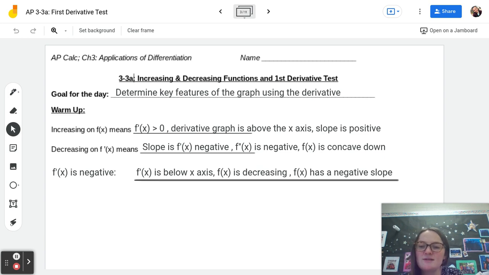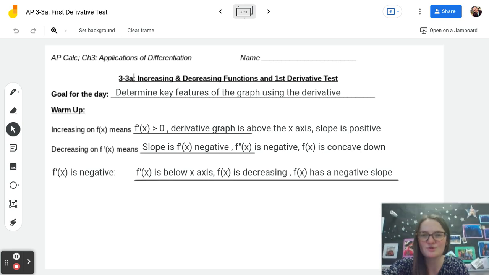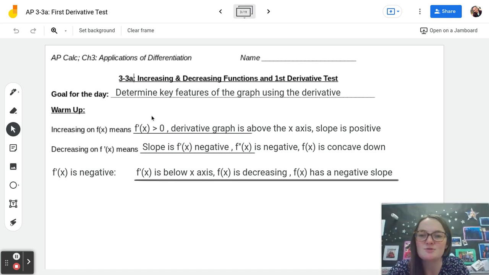Lastly, we added one more thing to our notes, which is what happens if f prime of x is negative? That means that f prime of x would be below the x-axis, or we could also say that f of x is decreasing. And lastly, we could say that f of x has a negative slope. So those are all some things we could interpret just by looking at the derivative and the original function.